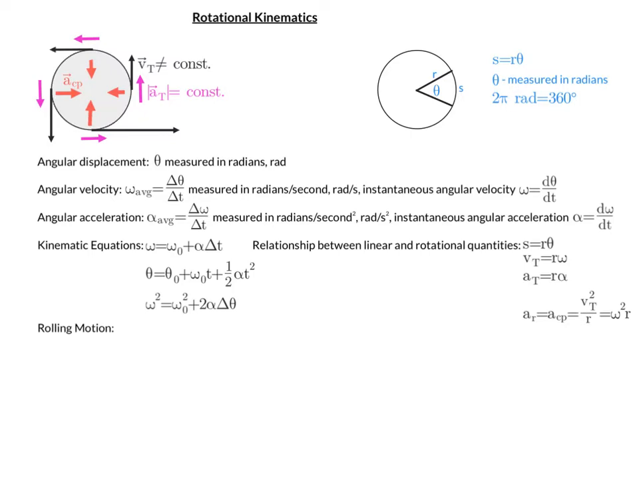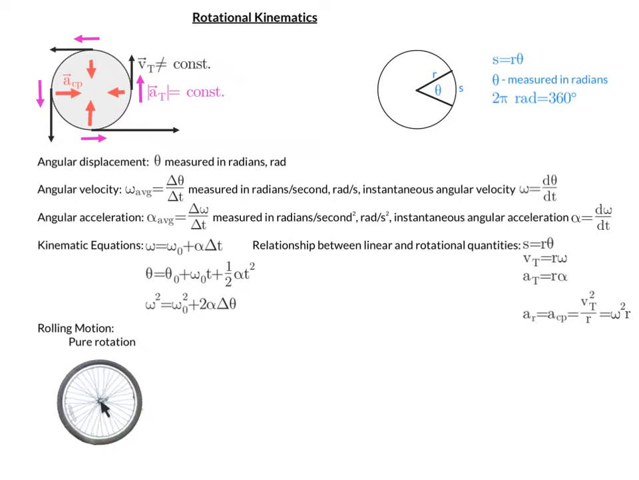So now let's look at a concept of rolling motion. And the type of rolling motion we are considering here is pure rolling, where there is no slipping at the point of contact between the object that's rolling and the surface it is rolling on. So we have an example here of pure rotation. So here's my bicycle wheel rotating about its center of mass.